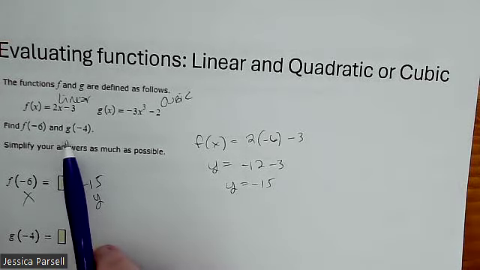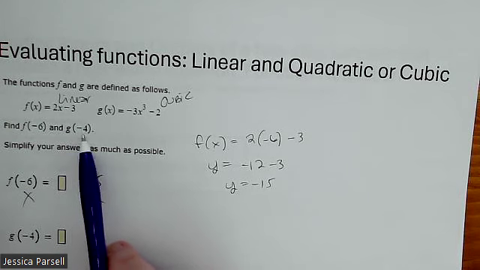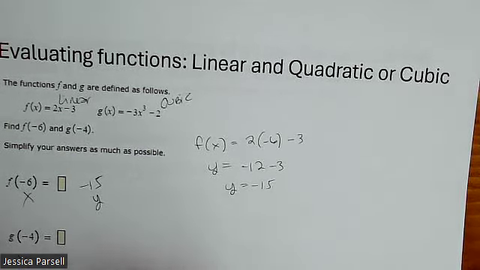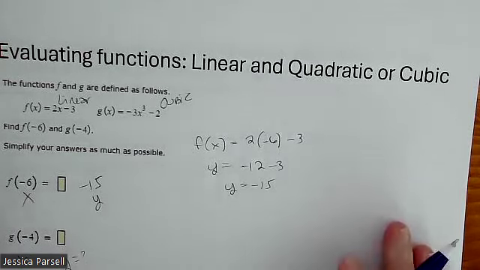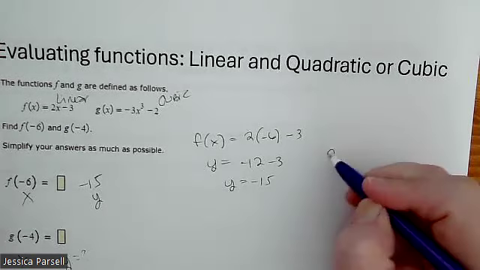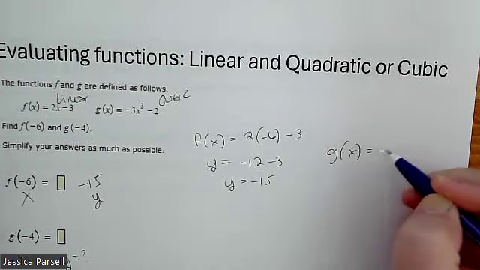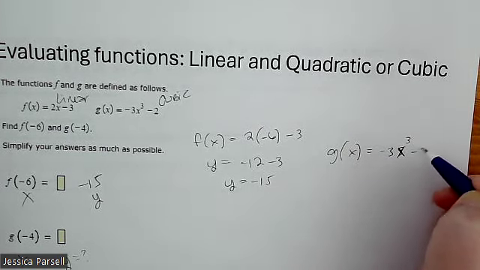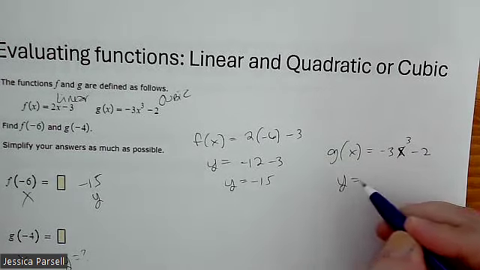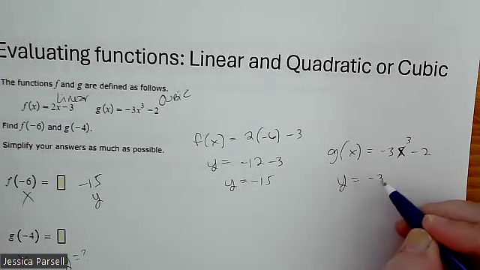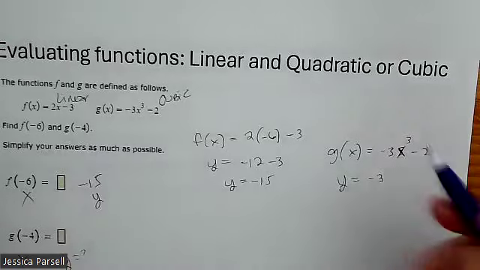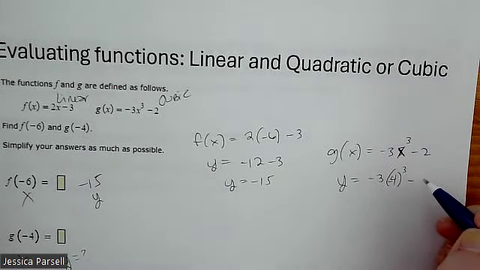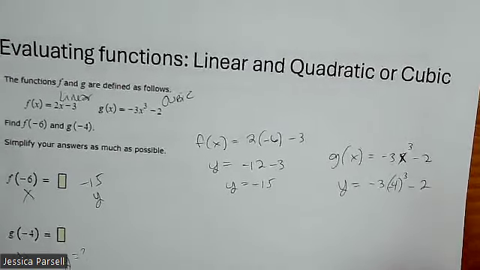Let's try it with the g function. The g function says put -4 in for x. So what's going to happen when x is -4? What's y? So we have g of x equals -3x cubed minus 2. Y equals, we'll just write it as y equals -3 times -4, but it's going to be cubed, minus 2.